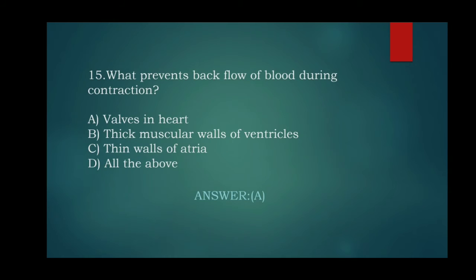Next question. What prevents backflow of blood during the contraction? Options: A, valves in heart, B, thick muscular wall of ventricles, C, thin walls of atria, D, all the above. So we know that the backflow of blood during the contraction of heart will be prevented by the valves of the heart. Okay, we know that there are two valves in the heart. They control the backflow of the blood during the contraction. So the correct answer is option A.